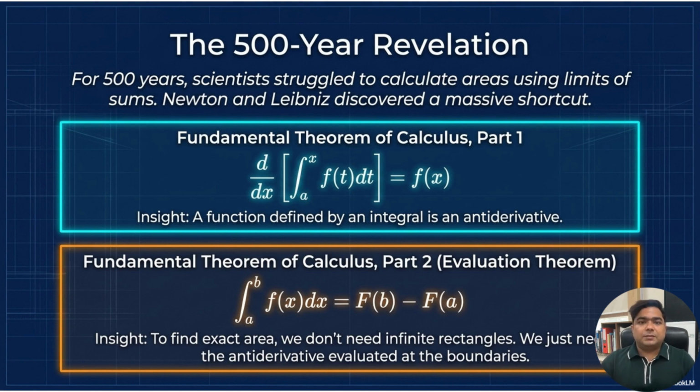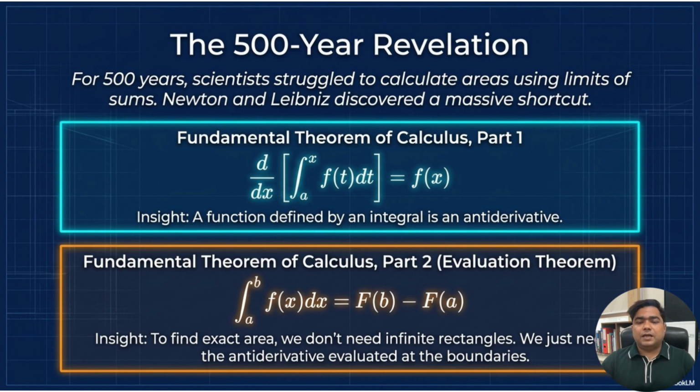Then Newton and Leibniz discovered a powerful shortcut. They showed that differentiation and integration are deeply connected. Part 1 of the Fundamental Theorem of Calculus says something like this in spoken form. If we define a function by accumulating the area under another function from a fixed starting point to x, then the derivative of that accumulated area function is the original function. In simple words, a function defined by an integral becomes an antiderivative.